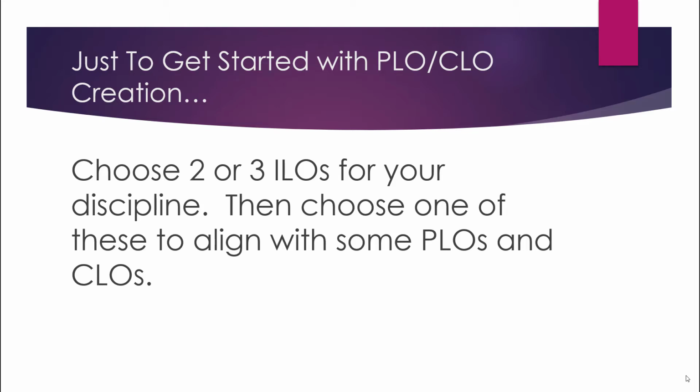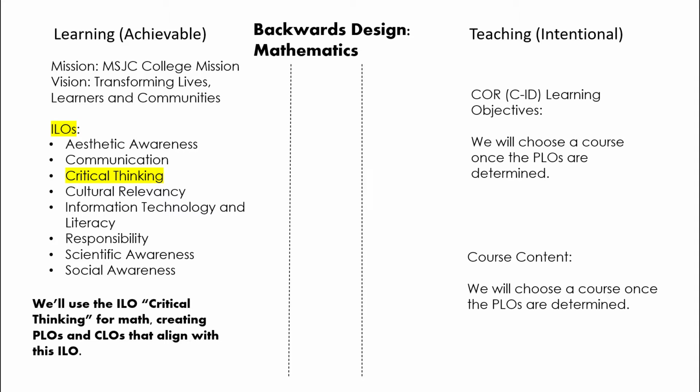At this point, we will choose an ILO to continue. We will use Math as our example discipline. For this example, we will choose the ILO critical thinking for Math. Now we need to create some PLOs for the critical thinking ILO. As we saw in videos 4 and 5, the PLOs need to be sub-goals of the ILOs.